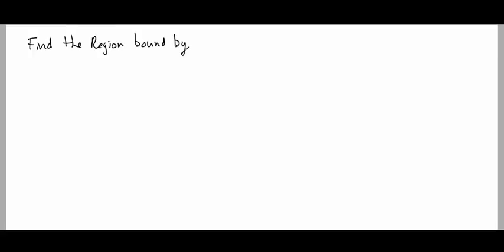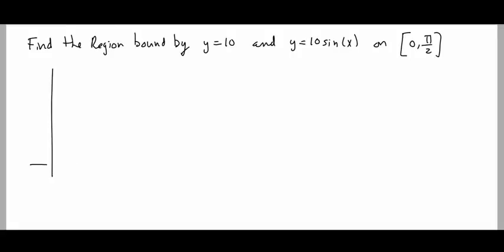So let's look at the region bound by y equal 10. And let's do another trig function. And y equal 10 sine of x. And let's do this on the interval from 0 to pi over 2. Yay, trig functions. Okay, so y equal 10 is a horizontal line. And then let's talk about trig functions. So it said 0 to pi over 2. So let's go pi over 2 clear out here.